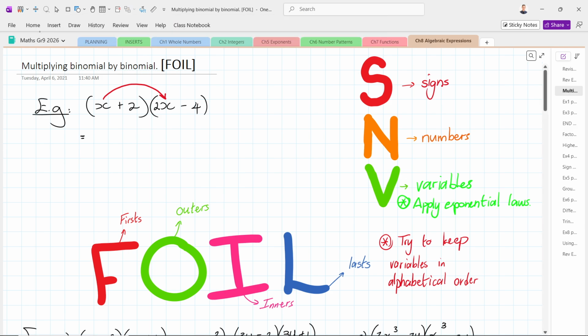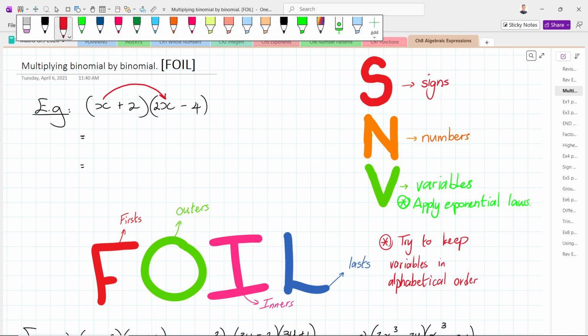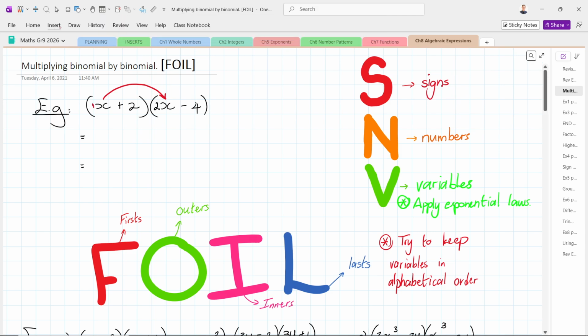Let's put an equal sign here and an equal sign here because that's still going to be needed. X times 2x, signs, numbers, variables. Positive times a positive stays positive. 1x times 2 gives me 2. And then when we get to variables, x times x, same basis, multiplying, so we use our exponential laws, so add the exponents, x squared. So that's the firsts.